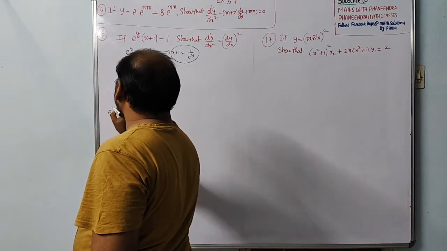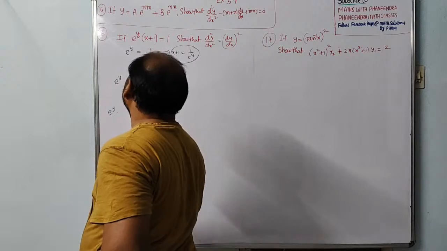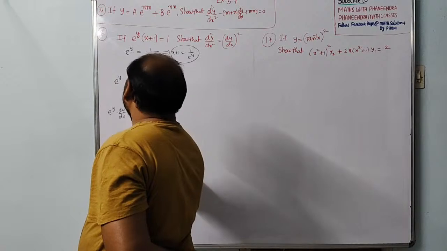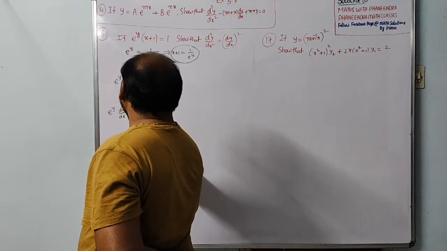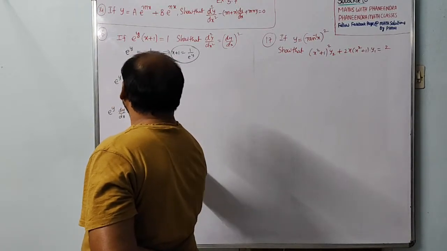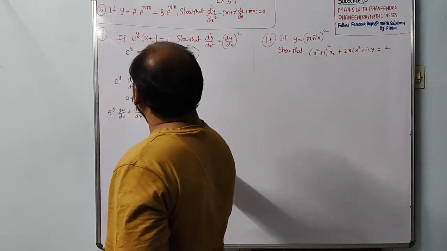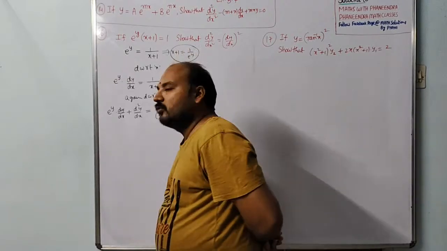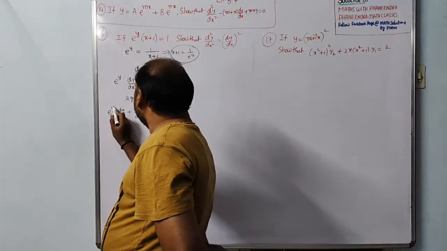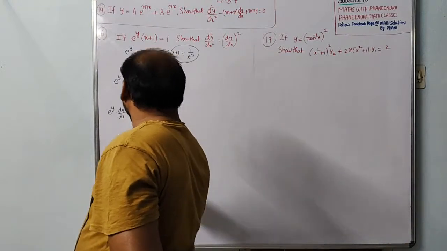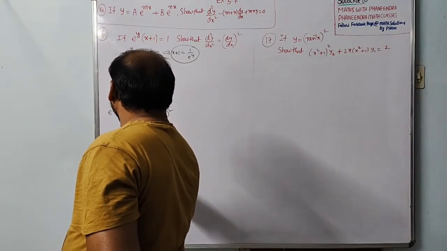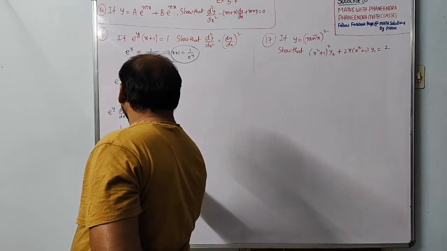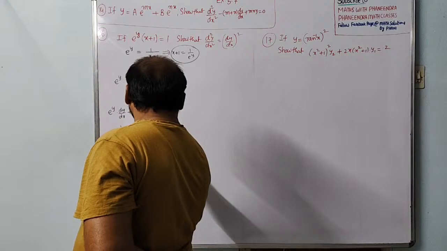UV, e power y into dy by dx plus dy by dx derivative is d square y by dx square, equal to 1 by x plus 1 derivative, which is minus 1 by x plus 1 whole square. Okay, dear students, e power y into dy by dx, this value is that only, no? 1 by x plus 1 plus d square y by dx square, minus 1 by x plus 1 whole square.